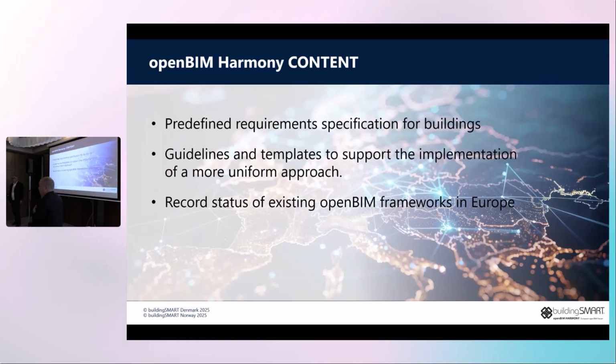The content of the first version of openBIM Harmony is a predefined requirement specification, for now for buildings. We are also considering doing it for water supply or for roads, but for now it's for buildings. Then we have some guideline templates to support the implementation of this, which are actually more overall and can be used for infrastructure as well.